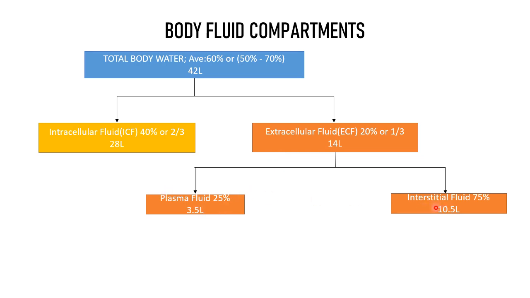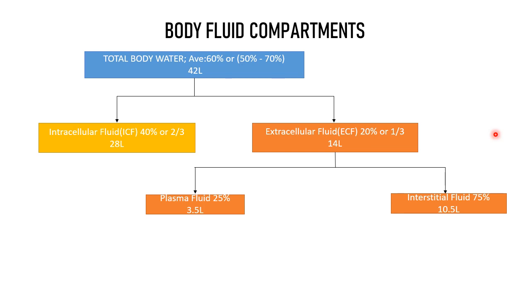Then interstitial fluid. Interstitial fluid is the fluid that bathes our cells. In short, it is the fluid in between our cells. It is composed of 75% of extracellular fluid. So when you calculate 75% of 14 liters, it should give you 10.5 liters. And when you add 3.5 plus 10.5, it gives you 14 liters.